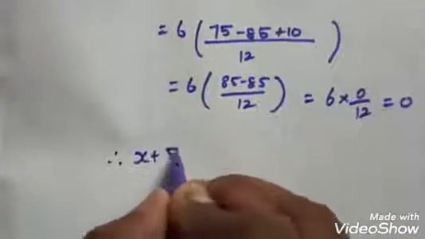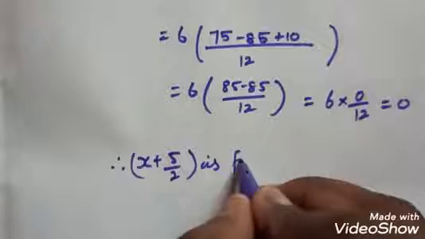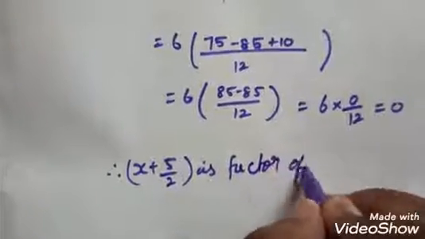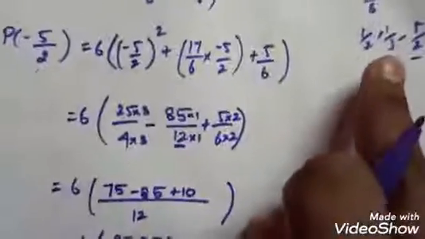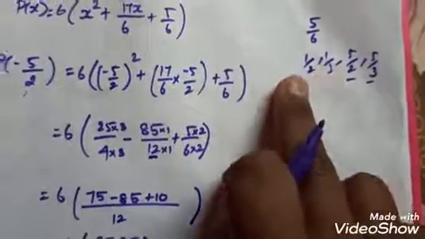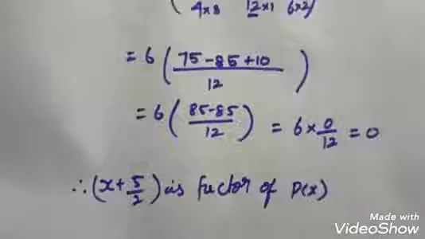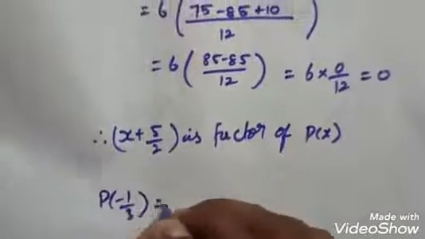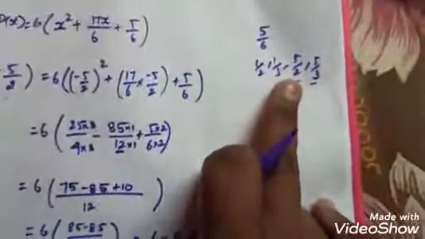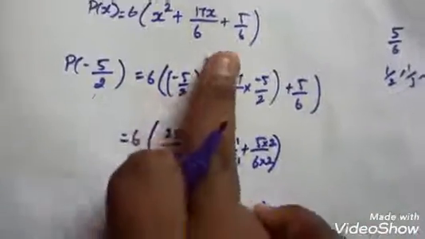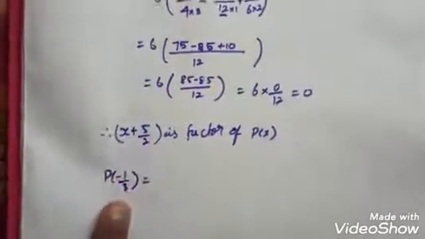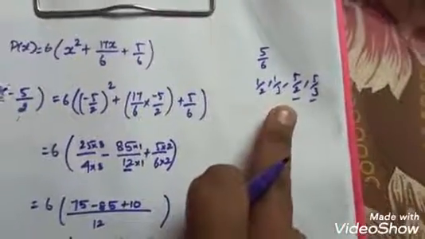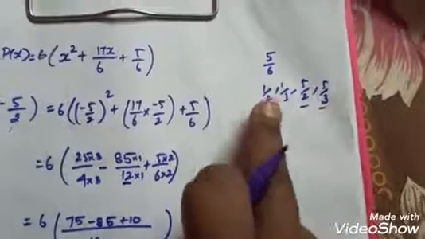Therefore x plus 5 by 2 is a factor of P of x. And next I will take this 1 by 3. So already we checked 1 by 2, so now we take 1 by 3. So P of minus 1 by 3 is equal to, because in another condition already we took 5 by 2. In this denominator we have 6. So in the combination, 2 we have to multiply with 3, we get 6. So because of that we have to check minus 5 by 3 or 1 by 3.